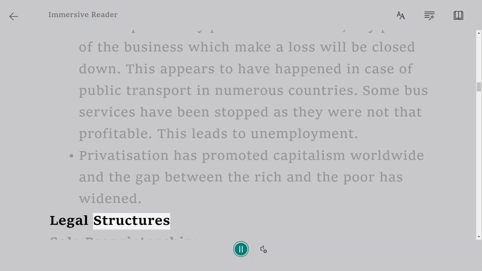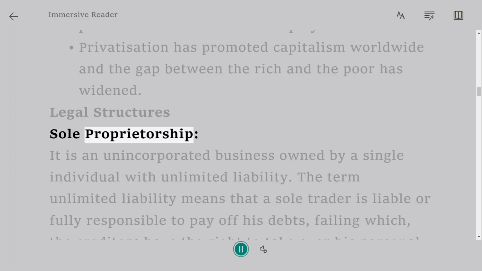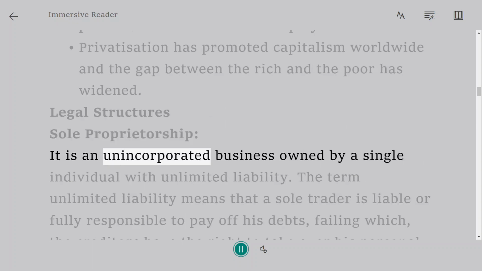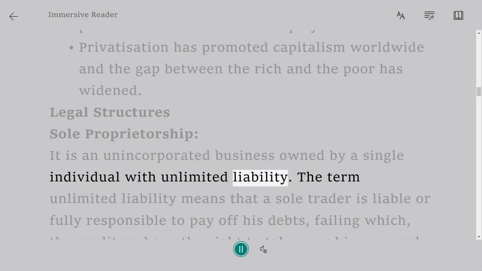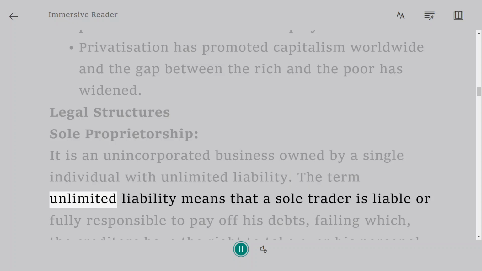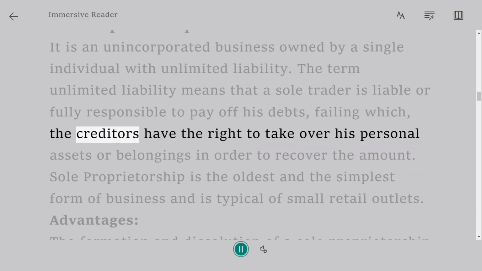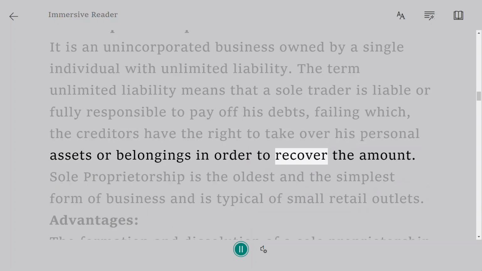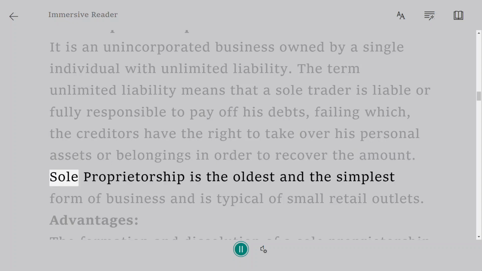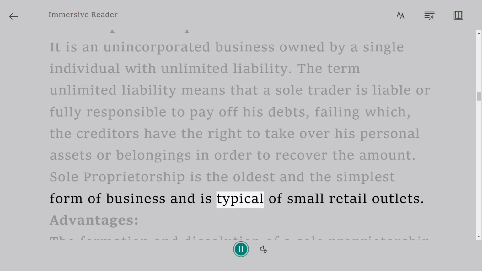Legal structures. Sole proprietorship. It is an unincorporated business owned by a single individual with unlimited liability. The term unlimited liability means that a sole trader is liable or fully responsible to pay off his debts, failing which, the creditors have the right to take over his personal assets or belongings in order to recover the amount. Sole proprietorship is the oldest and the simplest form of business and is typical of small retail outlets.